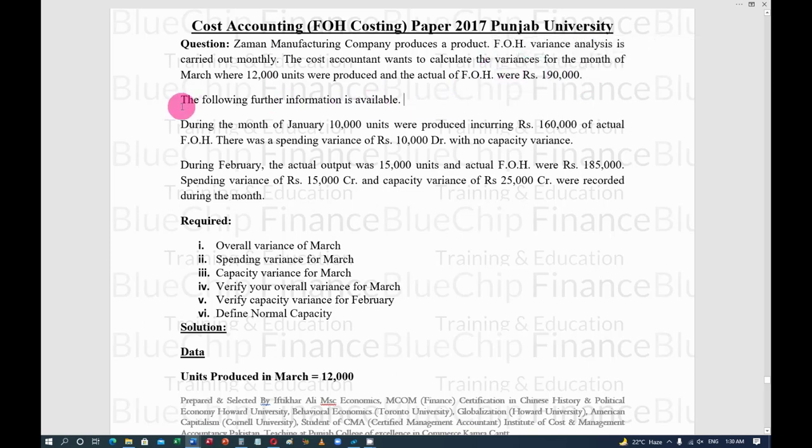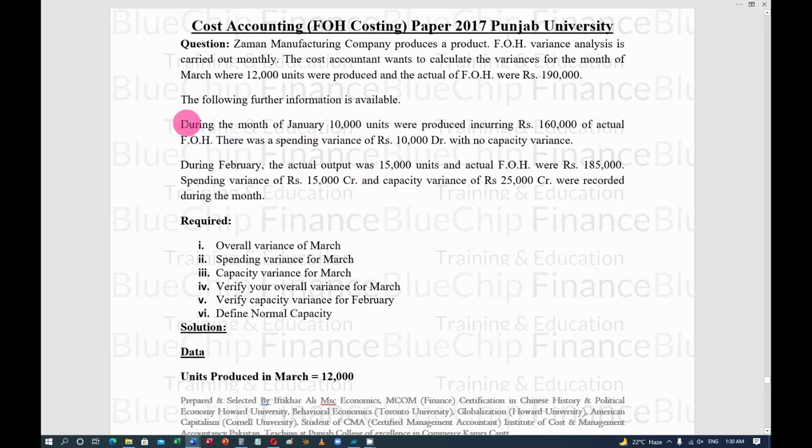So further, the following information is available. During the month of January, 10,000 units were produced, incurring rupees 160,000 of actual FOH. There was a spending variance of rupees 10,000 debit with no capacity variance. And during February, the actual output was 15,000 units and actual FOH were rupees 185,000. Spending variance of rupees 15,000 credit and capacity variance of 25,000 credit were recorded during the month.